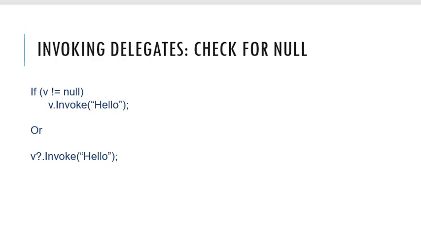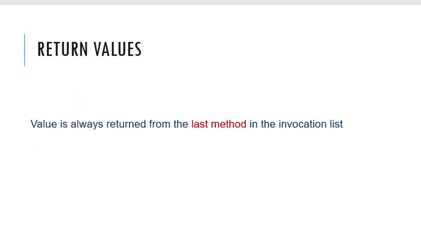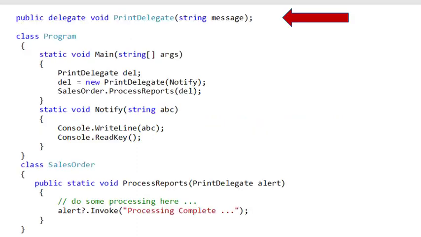It is always a good idea to check for null before executing a delegate. Otherwise, there will be a null exception. You can use an if statement or the null conditional operator to check for null. When there is more than one method reference in a delegate object, a value is returned only from the last method in the invocation list. Return values from all other methods are ignored.